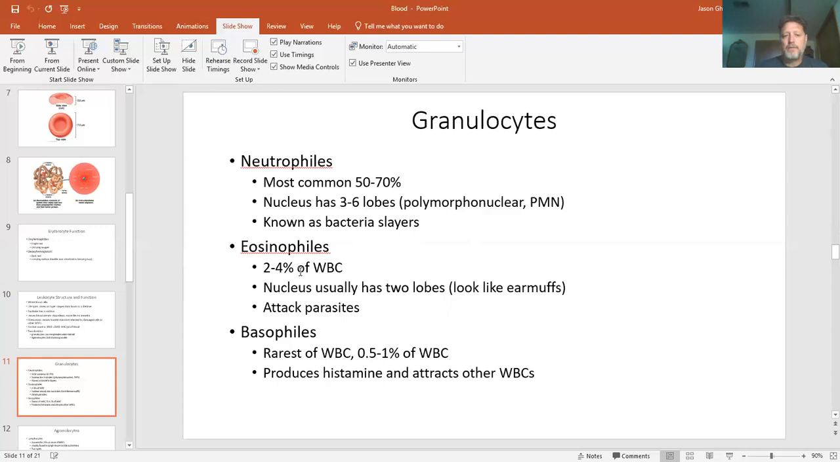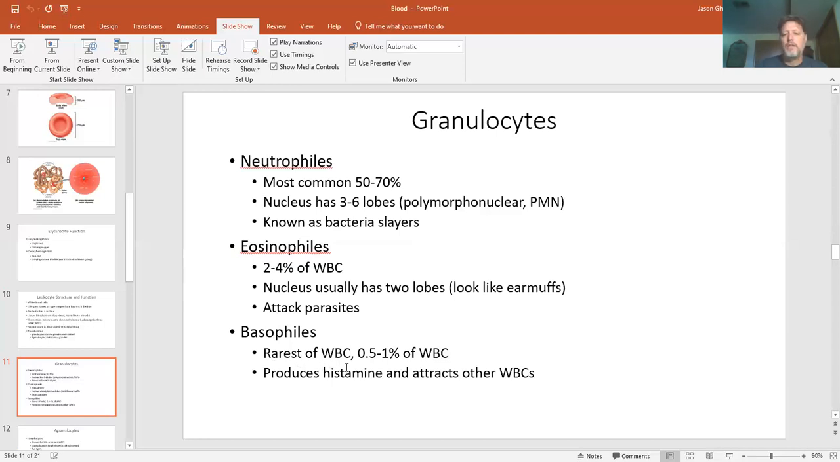Eosinophils are a little bit different. Don't have a lot of these. You don't really have to know these, but they have two lobes and look like earmuffs. These are the kind that attack parasites, so if you get some kind of an infection not from a bacteria, but from a hookworm, pinworm, something like that, tapeworm, you'll have more of these. Basophils are a little bit different also.